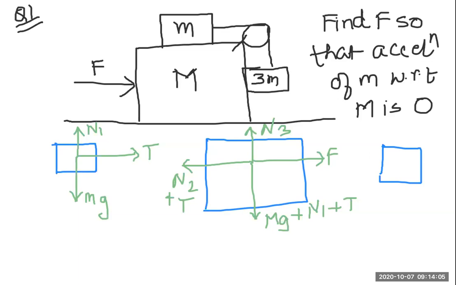On 3M, there is 3M G, T and N2. We have done a lot of work in drawing FBDs, so the FBD for capital M should not be mysterious.